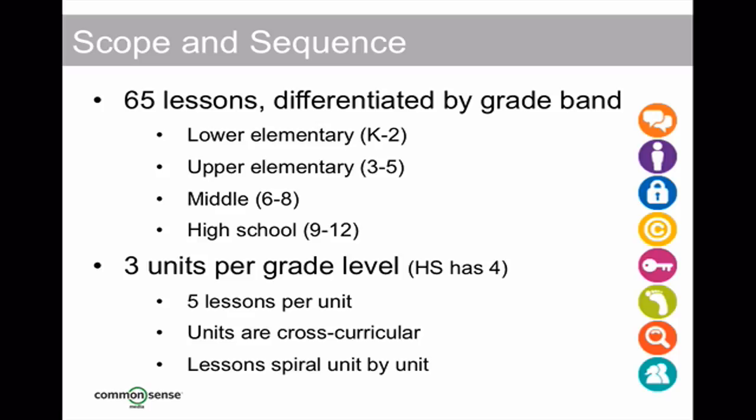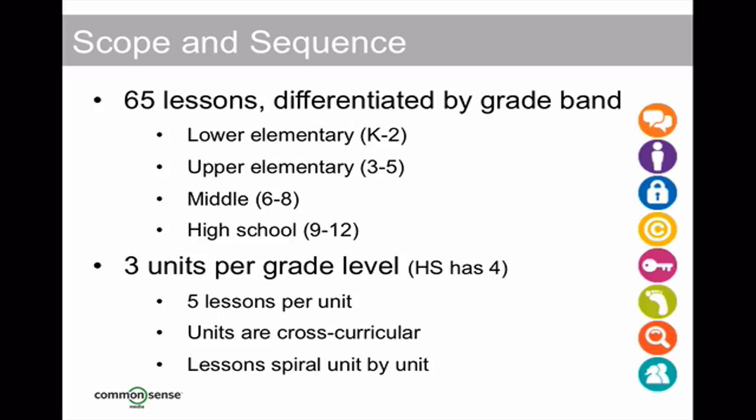So I'm going to introduce to you our scope and sequence, but I want to give a sort of high-level view of the scope and sequence. From K to 12, we have 65 lessons differentiated by grade band. In elementary school, we have 5 lessons per unit, which is a unit can refer to a grade level. So we would have, since we have 3 grade levels in K to 2, there's 15 lessons, and 3 grade levels in 3 to 5 is another 15 lessons, for a total of 30 lessons in elementary school.